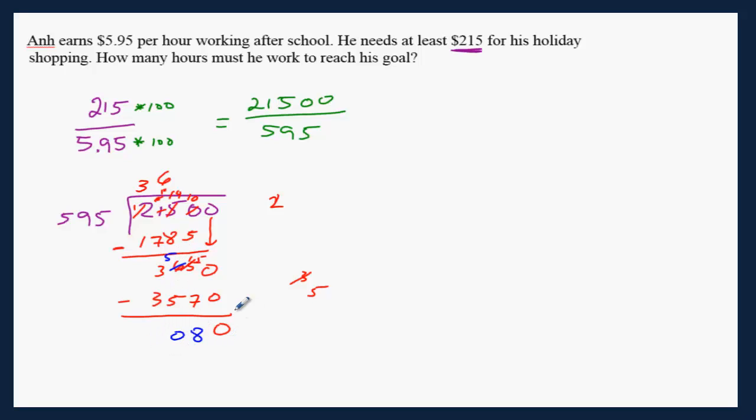3 minus 0 is 3, so it is going to be 80. 80 divided by 595 is not going to work. So you put the decimal point, and then you're going to have a 0 here. 800 divided by 595 is going to be 1. And I don't care about whatever comes after this, but all I care about is there are some numbers after the decimal. So we will get here. So this person must work 36 point something hours. That's the number of hours.